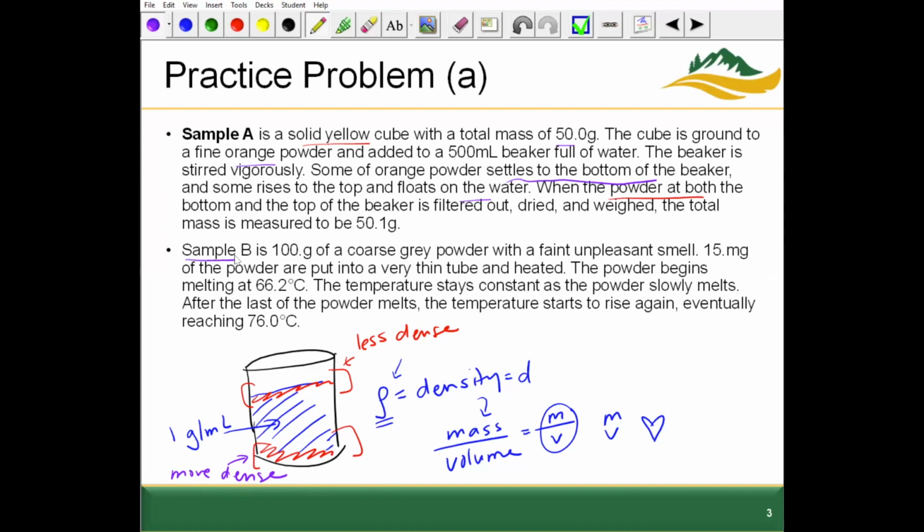So for sample B, we're told that we have a certain amount of mass of a coarse gray powder with a faint, unpleasant smell. 15 milligrams of the powder are put into a very thin tube and heated, so maybe a thin test tube. And we're told that the powder is heated, so probably under a Bunsen burner, which we will look at in lab together, and we'll use Bunsen burners.